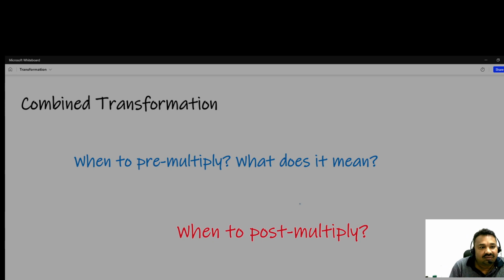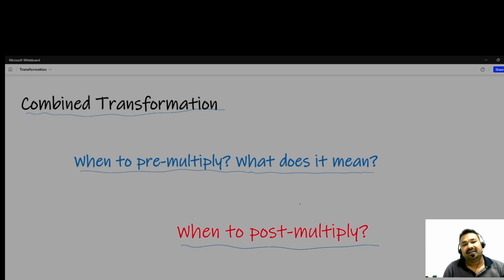Let us discuss combined transformations, when to pre-multiply the matrices and what this means, and then when to post-multiply the matrices. Firstly, what is a combined transformation? And what is a transformation? Transformation is making movement of the object from one point to another.